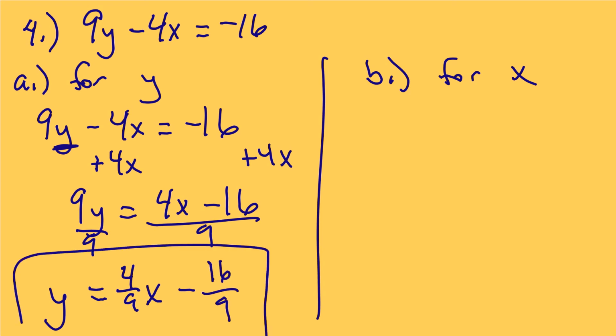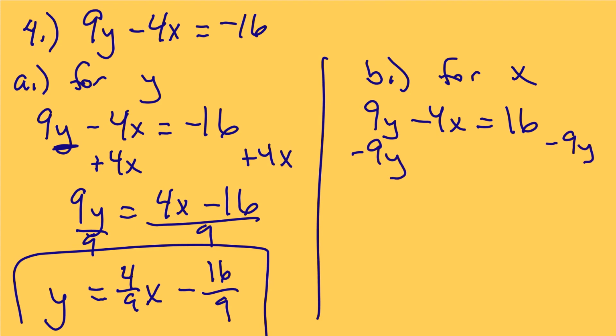Done. Now x, exact same concept. 9y minus 4x equals negative 16. This time I subtract 9y first. I get minus 4x equals minus 9y plus 16. I divide everything by negative 4.